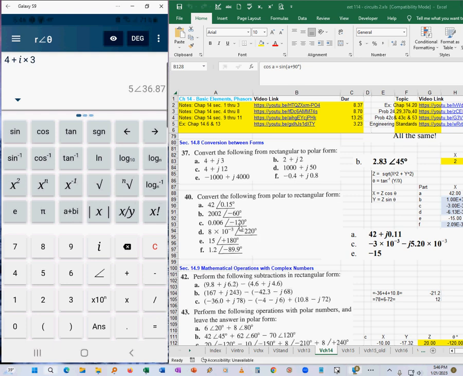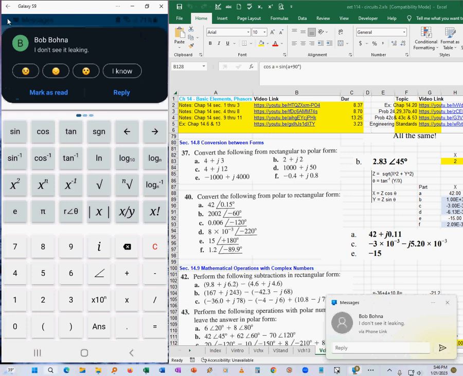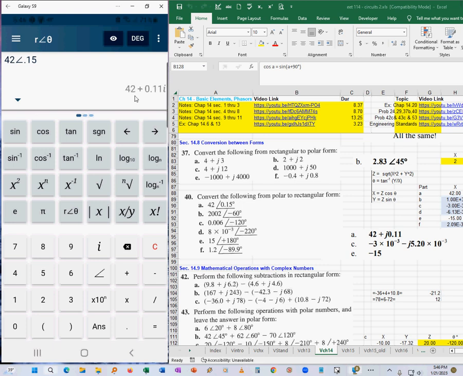Let's do another problem. 42 angle of 0.15 degrees. So 42 angle 0.15 equals. Now that converted it from polar to rectangular, as you can see there. And then when I want to convert it back, that's what it looks like. So it's 42 plus 0.11 I.